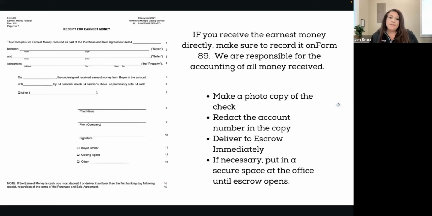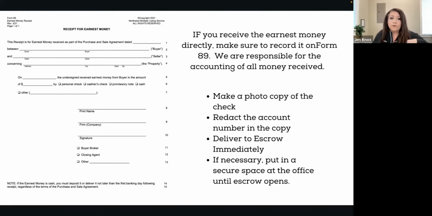Okay, so what happens if you receive earnest money? We don't typically do that. It's not ideal. Ideally, we want escrow to take that money directly. We don't want to touch it. But if we happen to receive an earnest money check, we definitely do need to document everything. We are responsible for making sure that all monies are accounted for. It's part of our agency law. It's part of our requirements in our business.